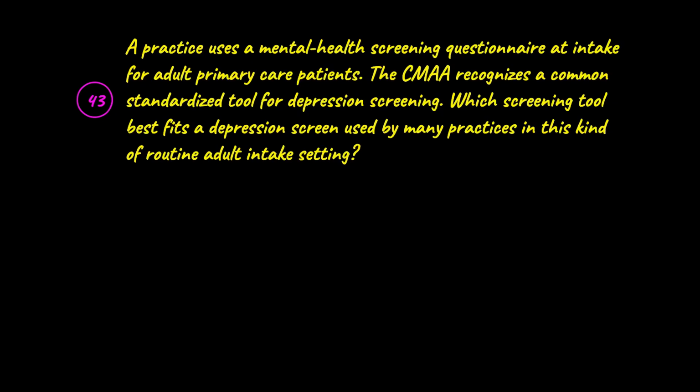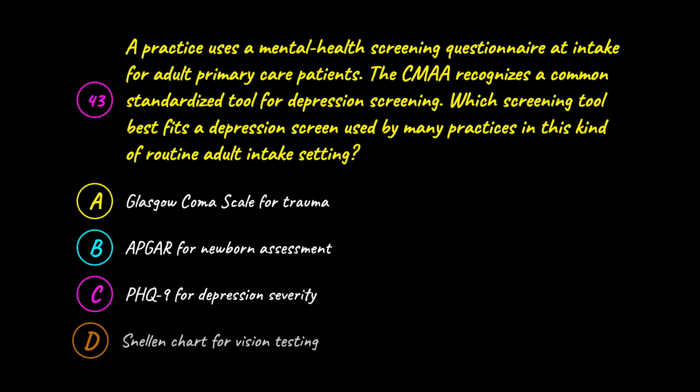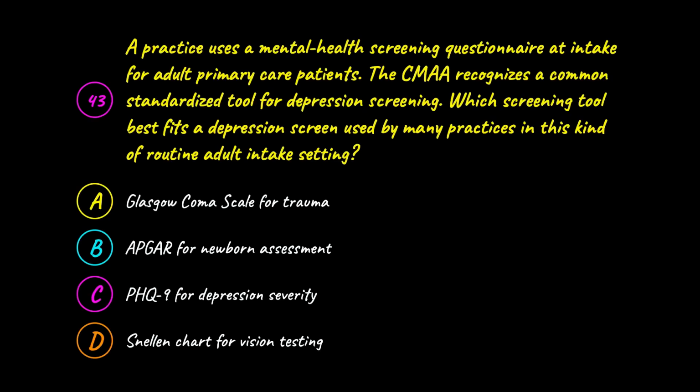Your options are A. Glasgow Coma Scale for trauma, B. APGAR for newborn assessment, C. PHQ-9 for depression severity, D. Snellen chart for vision testing. Before I reveal it, which one do you think is right?